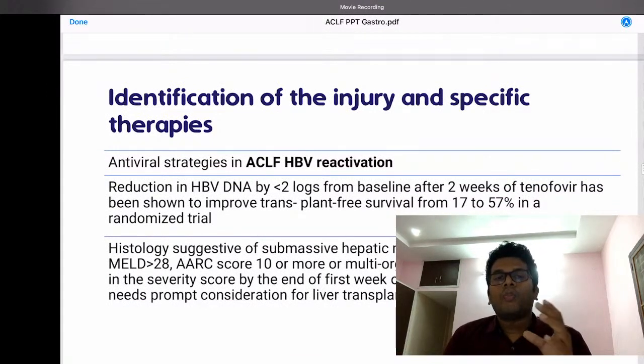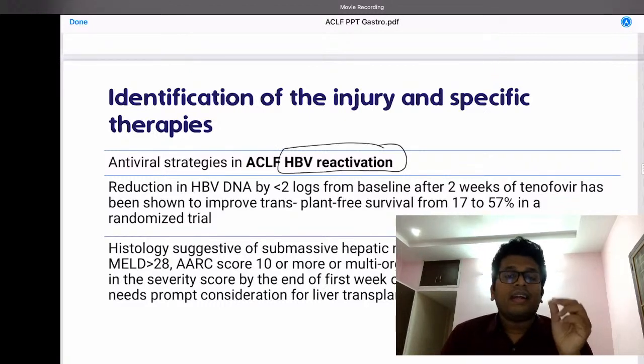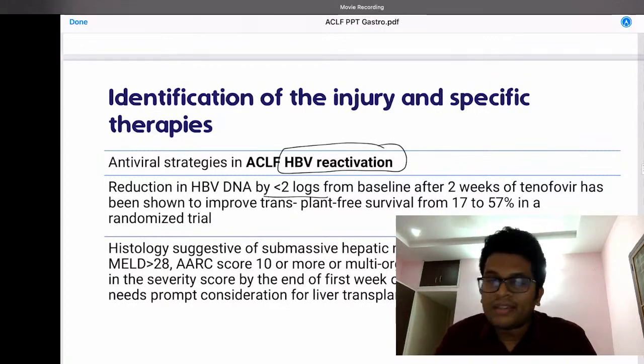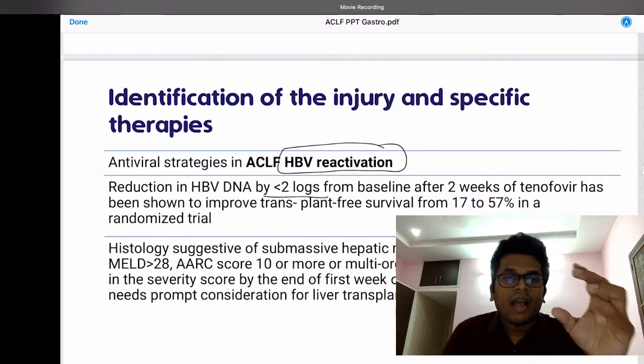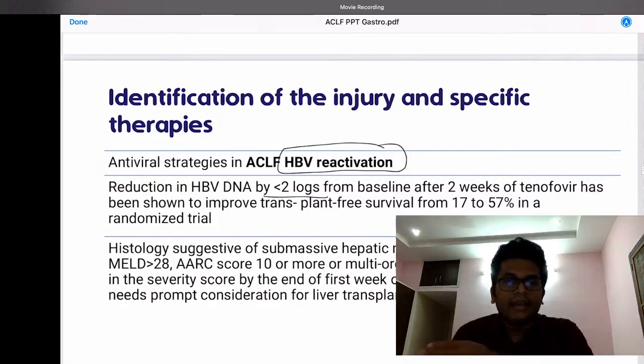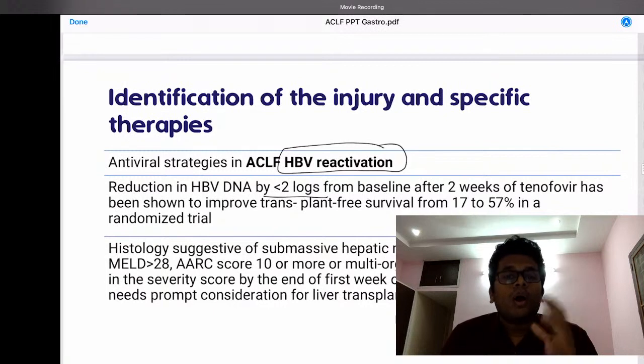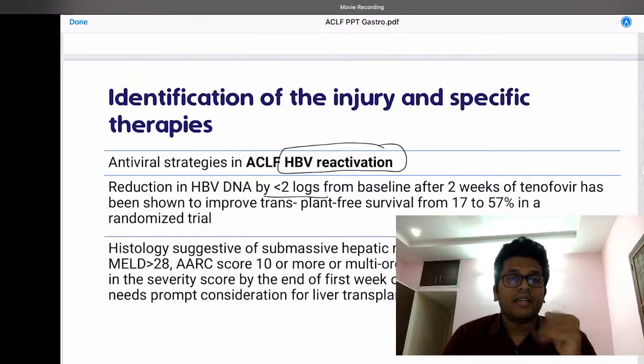Next topic that I wanted to tell you about was identification of injury and specific therapies. First thing is HBV reactivation. In this kind of patient, if after treatment the HBV DNA reduces by at least 2 logs from the initial level, then treatment with tenofovir has been shown to improve the transplant-free survival from 17 to 57% in an RCT.